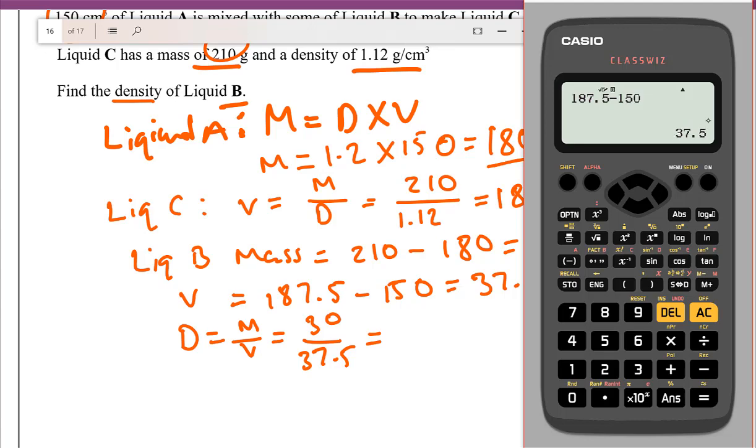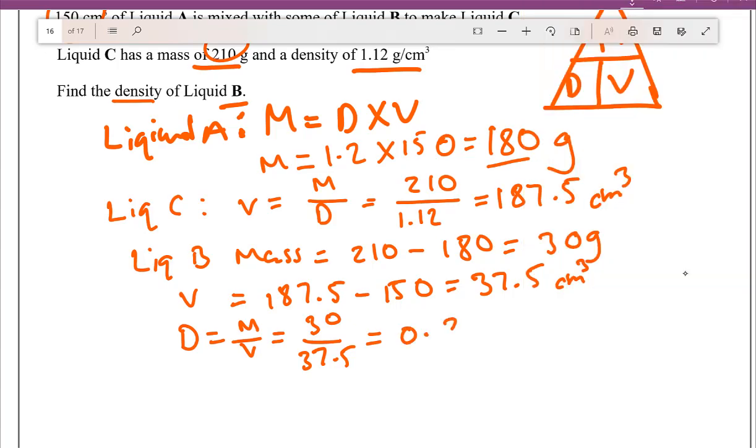So we've got 37.5 in the calculator already, so to save you time, just divide the answer by, no, it has to be the other way around. So let's clear it. 30 divided by 37.5, and that will give us an answer of 0.8. So the answer is 0.8 grams per centimeter cubed.